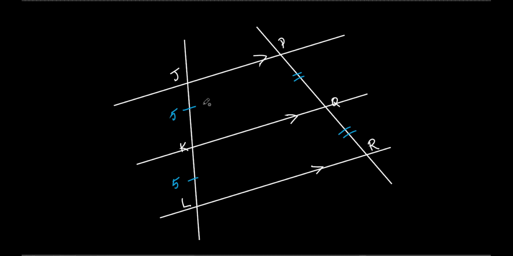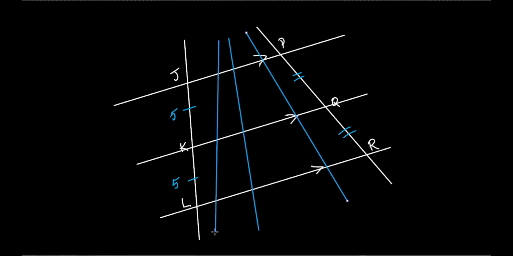If these 3 lines right here are evenly spaced, and you have a transversal, and this segment JK and this segment KL are equal to each other, that automatically means that any lines that you draw through here, I could draw a line here, I could draw a line here. Not parallel lines, but I could draw these transversals through here.